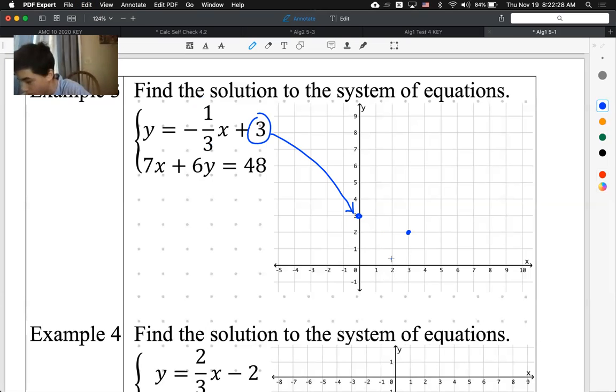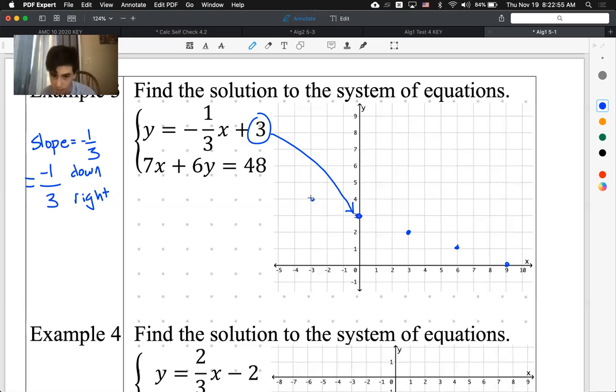And you can do that pattern over and over again. Again, if slope is equal to -1/3, that's the same thing as -1 on the top, a +3 on the bottom, which means 1 down and 3 right. And then do that again. 1 down, 3 right. 1 down, 3 right. 1 down, 3 right. Oh, it's off the graph. And then do the reverse of that. You can do 1 up, 3 left. You can have as many points as possible to have a very clear line. And then you go ahead and just sketch a line that goes through those points.